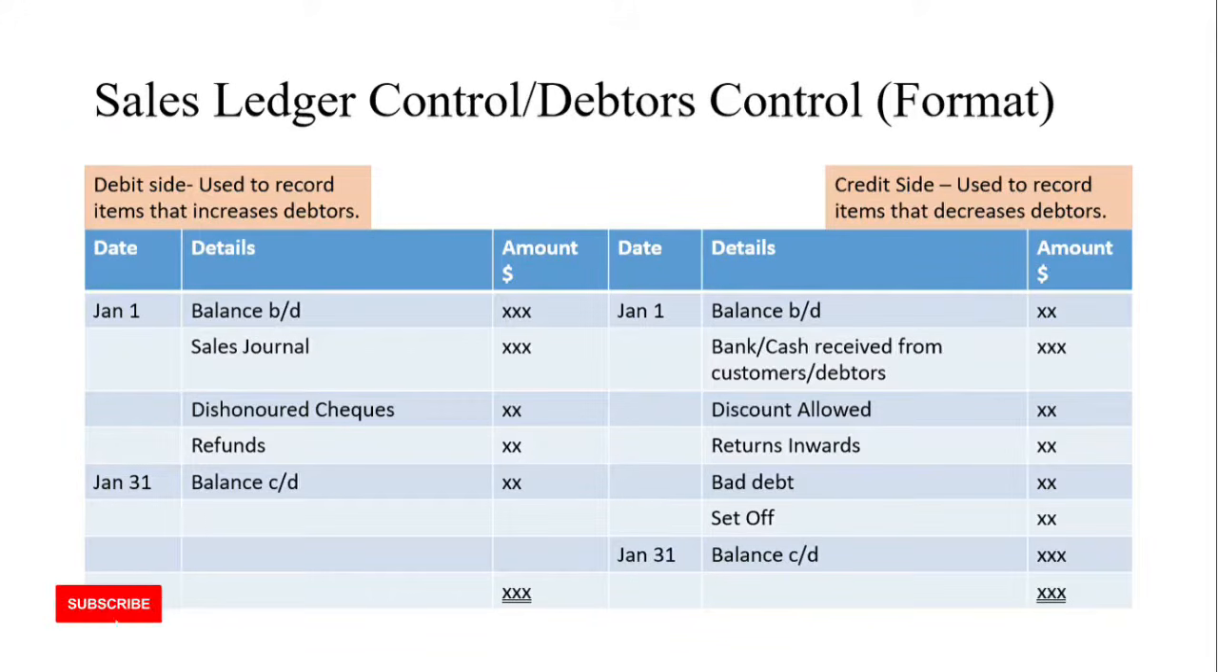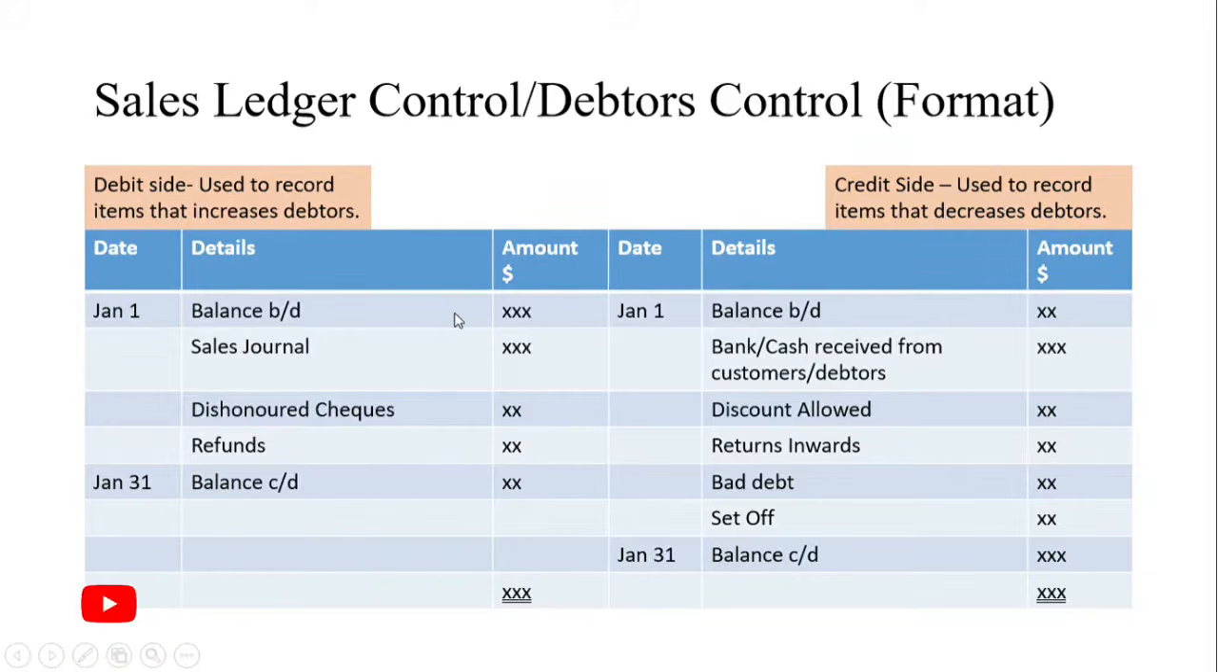The debit side is used to record items that increase your debtors, while the credit side is used to record items that decrease your debtors. So anything that increases your debtors, you put on the debit side. Anything that decreases your debtors, you put on the credit side. I could say it in another way. Anything that increases what people owe you, you put on the debit side, and anything that decreases what people owe you, you put on the credit side.